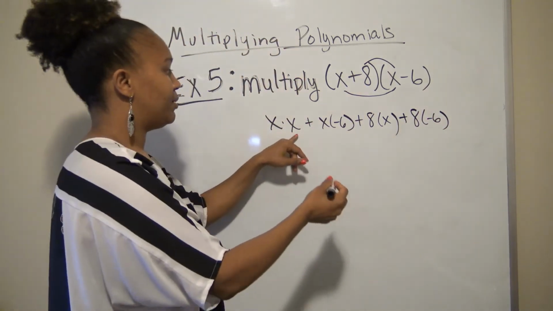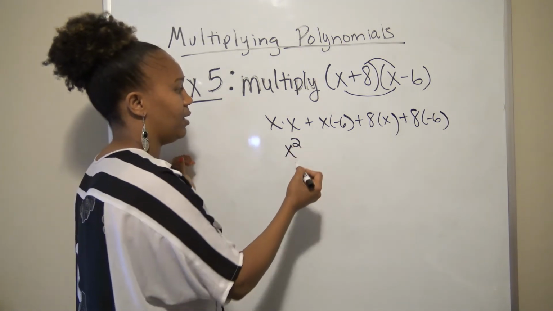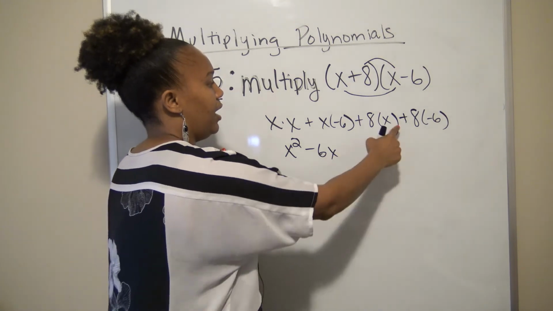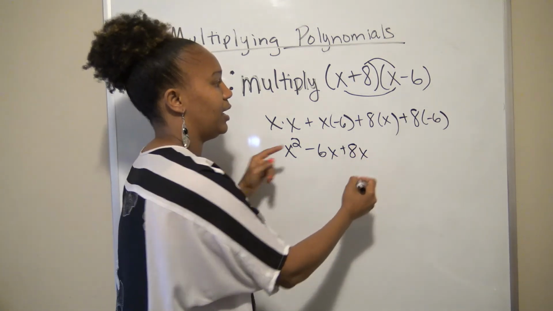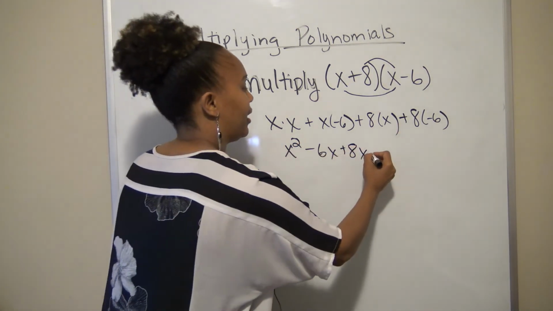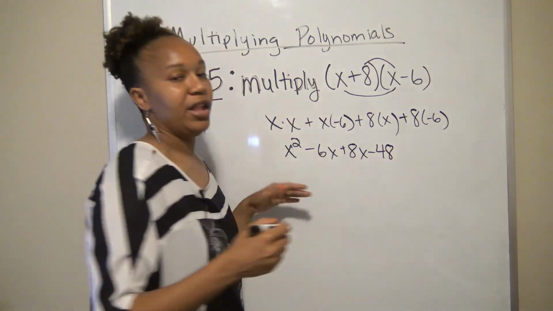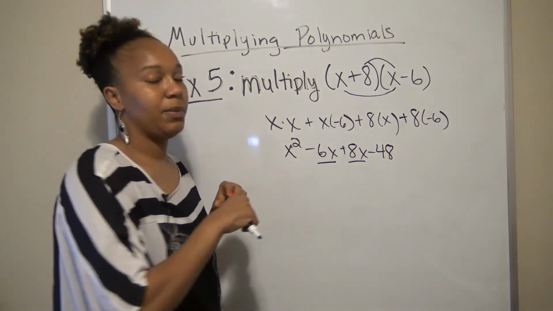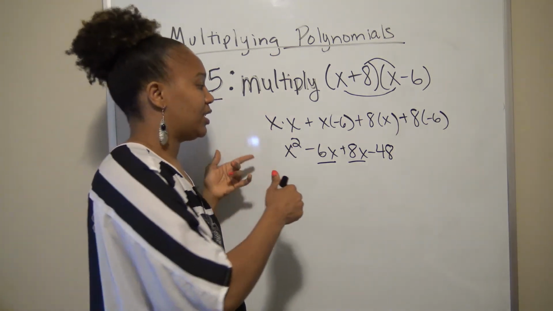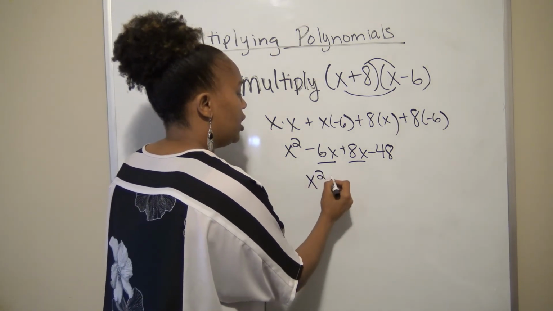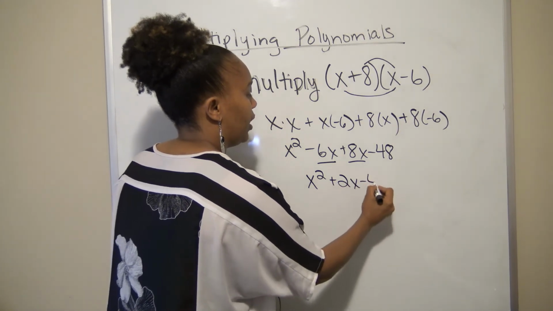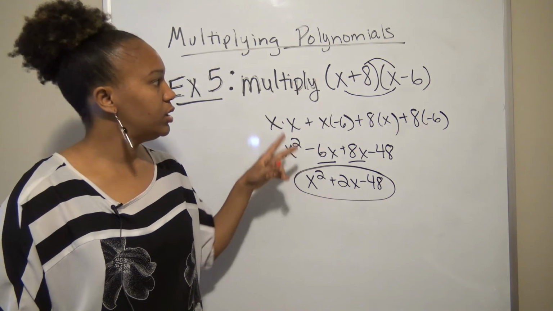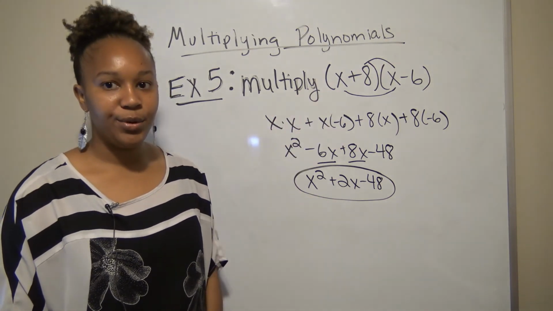And so x times x, you just add the exponents. That becomes x squared. x times negative 6 is negative 6x. 8 times x is 8x, and 8 times negative 6 is negative 48. And then you would combine any like terms, and your like terms are the negative 6x and the plus 8x. Negative 6x plus 8x is 2x. So this becomes x squared plus 2x minus 48. So that ends up being your final solution to multiplying that binomial.